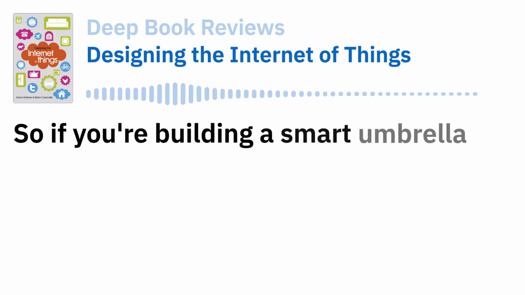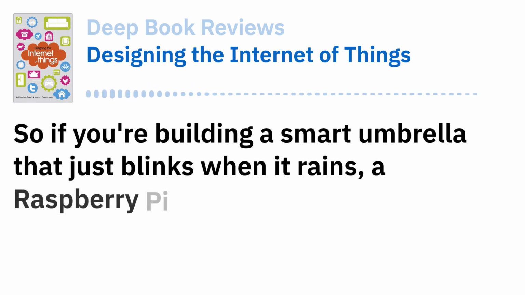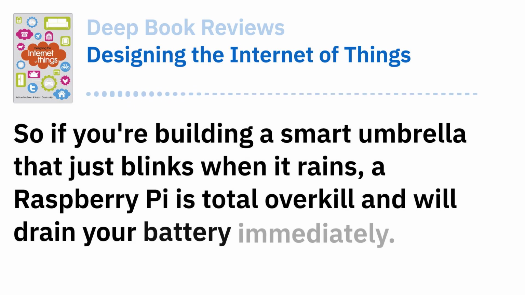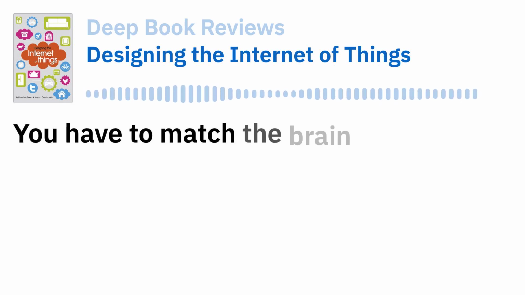So if you're building a smart umbrella that just blinks when it rains, a Raspberry Pi is total overkill and will drain your battery immediately. Exactly. You have to match the brain to the task.